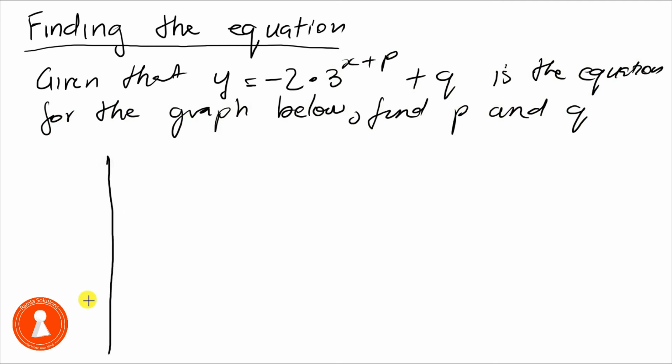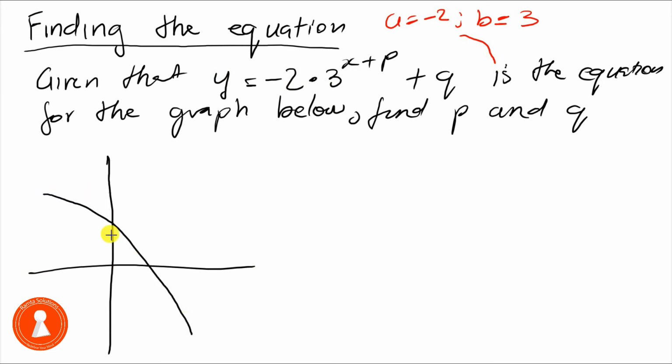Maybe let me do it like this. By the way, I expect this graph, since a is negative 2 and b is 3, to be like this. But okay, let me continue. So the graph is like this, and this is 6, and then this is 6, and then this is 2. By the way, this is the y-axis, this is the x-axis.